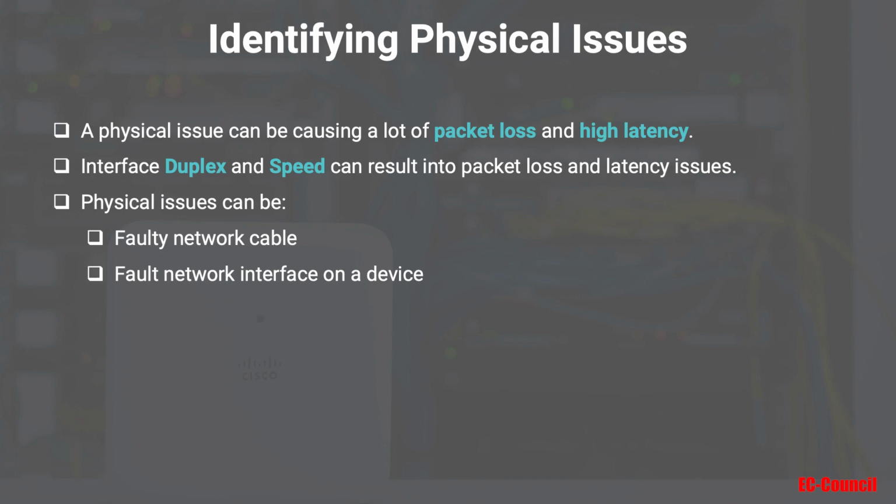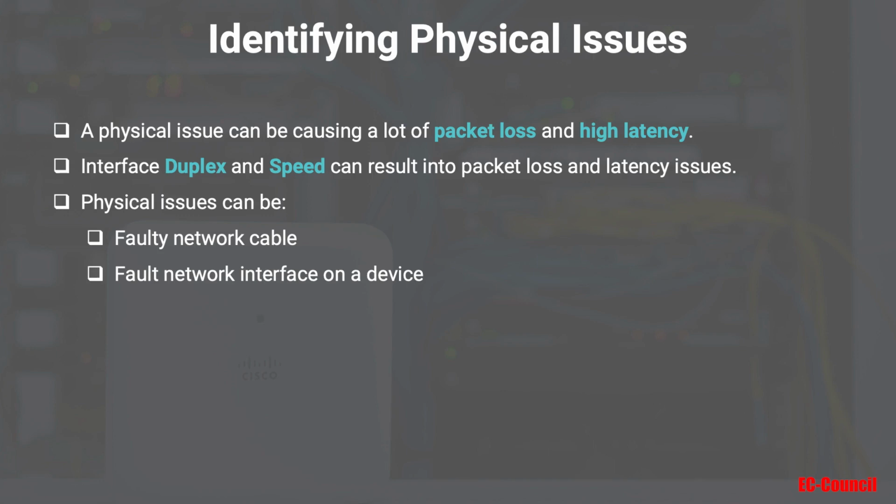A physical issue can be caused by, let's say, packet loss and even by high latency on the network. Packet loss simply means that the packets being transmitted between a source and a destination are being corrupted or lost on a network. In most instances, they are corrupted. And being corrupted, a receiver device will simply discard any corrupted messages.